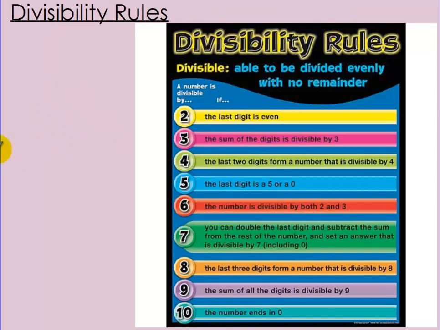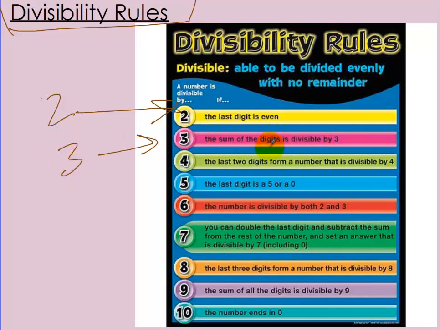The first thing to do my way is to know the divisibility rules, and you can Google search that and find a bunch of different information online. The basic idea is, for 2, the last digit is even, which means you can divide it by 2. For 3, the sum of the digits is divisible by 3. You should be able to recognize those. 5 is the next easy one. The last digit is 5 or 0.